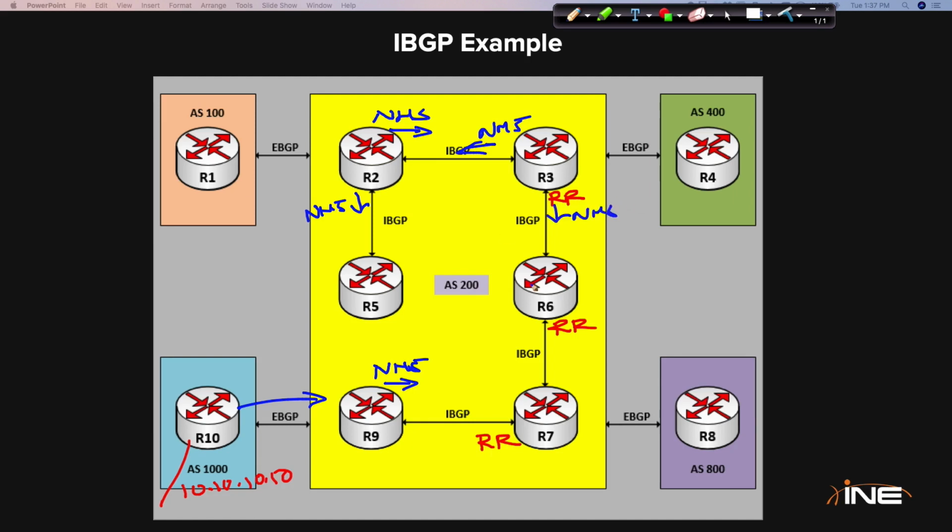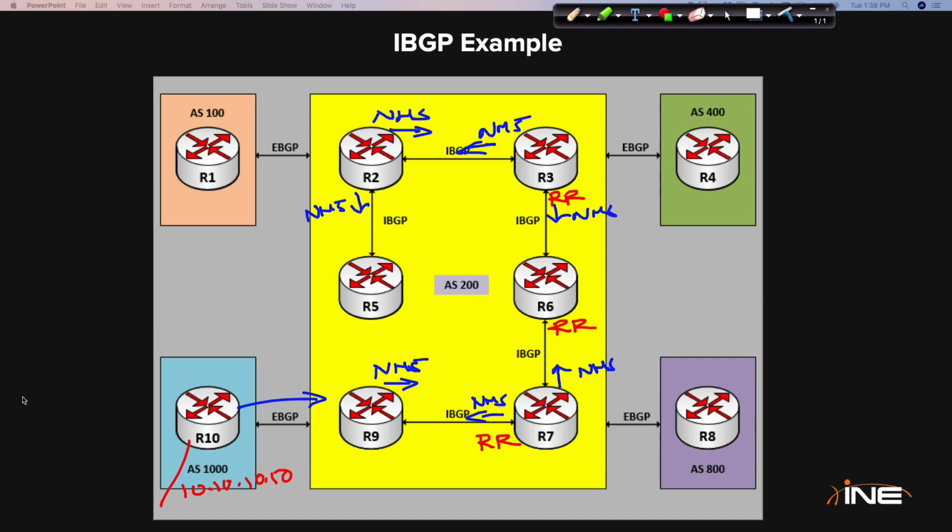R6 does not need any next hop self because he does not have any eBGP neighbor. R5 does not need next hop self. Again, he does not have an eBGP neighbor. R7 would require next hop self towards R6 because he has an eBGP neighbor, and towards R9. So basically R2, R3, R9 and R7, these routers would require next hop self towards the iBGP neighbor because they are the edge routers connecting to external ASs.